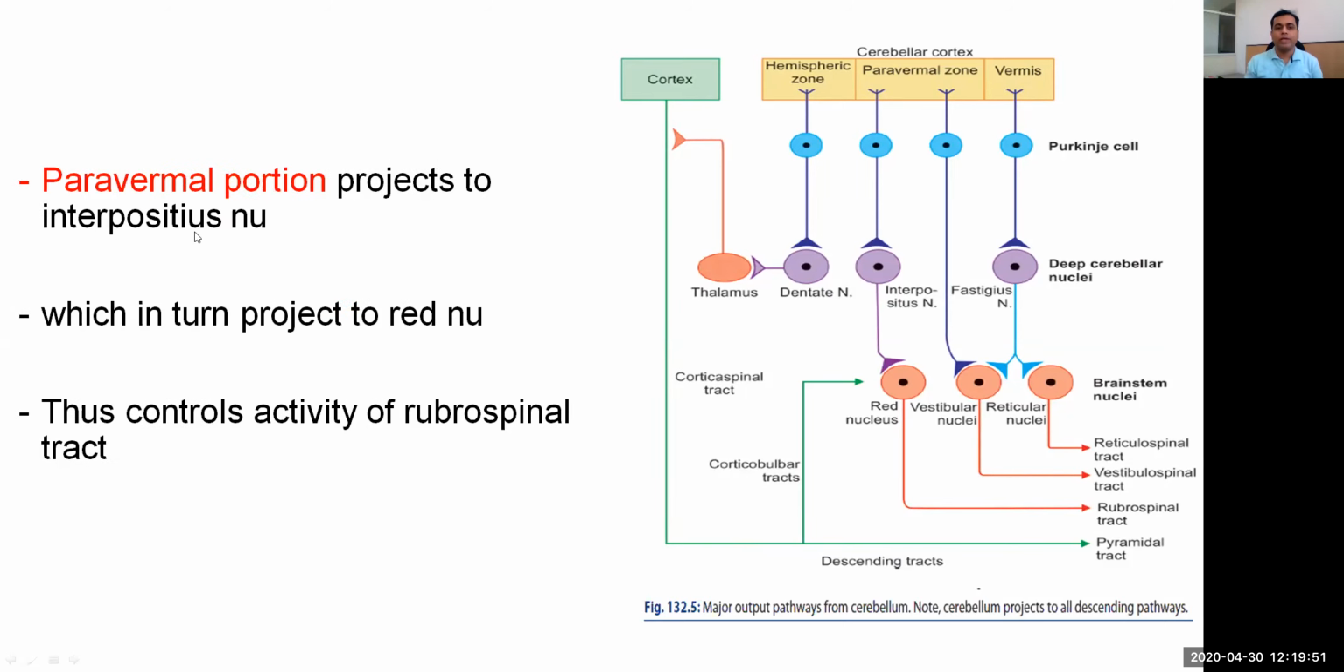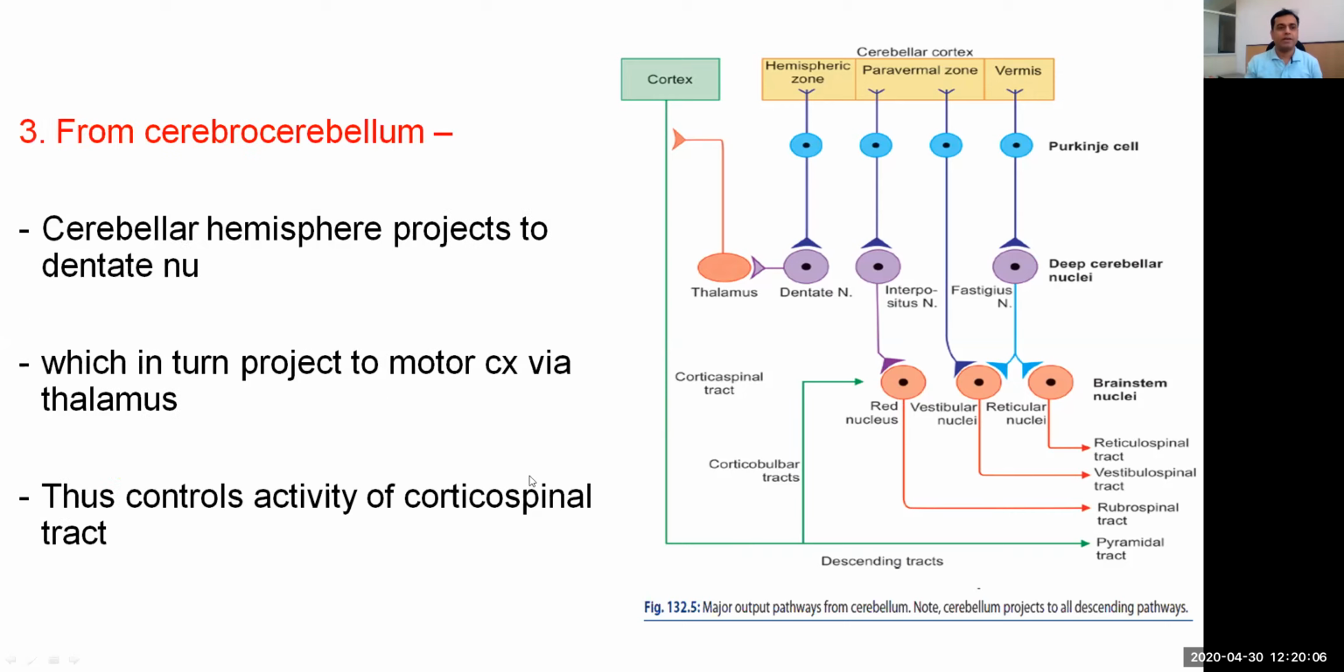The paravermal portion projects to the interpositus nucleus. This is the interpositus nucleus. This is the paravermal portion. It is projecting to the nucleus, which in turn is projecting to the red nucleus, and thereby it controls the activity of the rubrospinal tract.